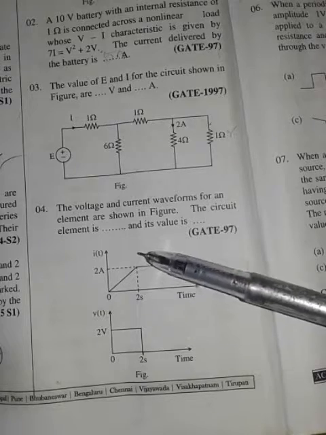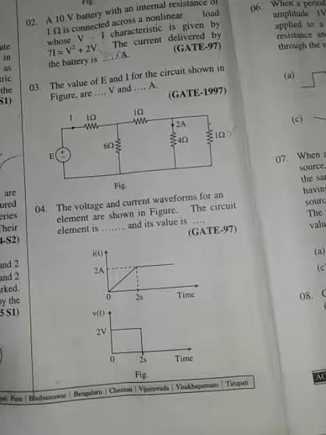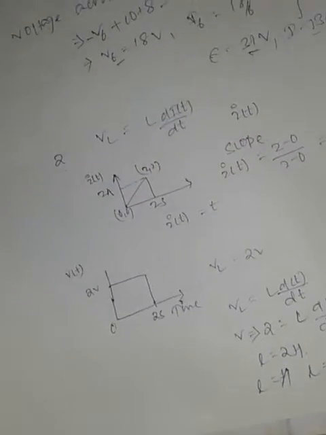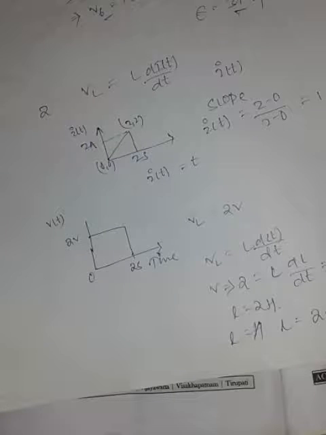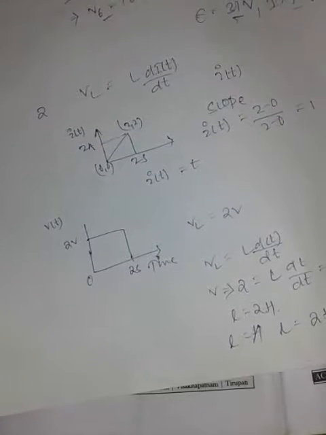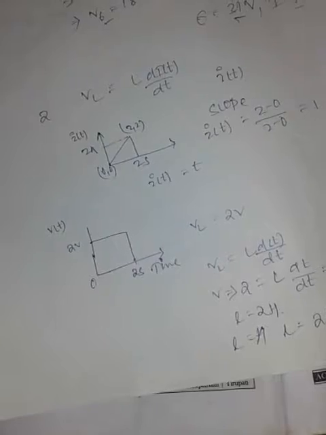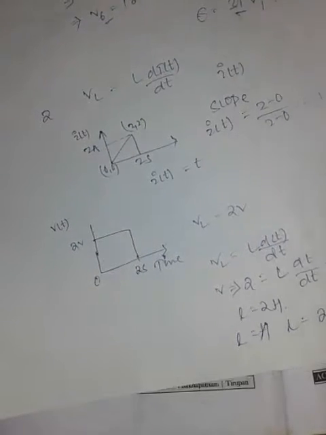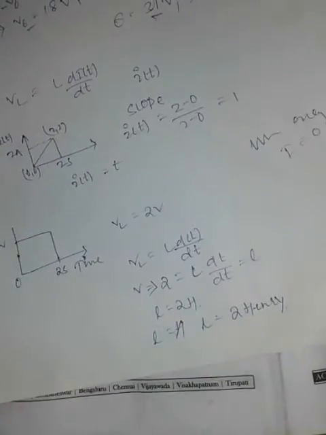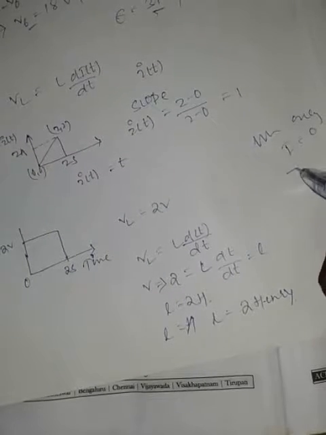So from this figure we can understand that current is changing and voltage is remaining constant. So it is the property of an inductor, because the normal property of an inductor is that it responds only to change in current. When current is constant, it will become 0. But the voltage should be constant.